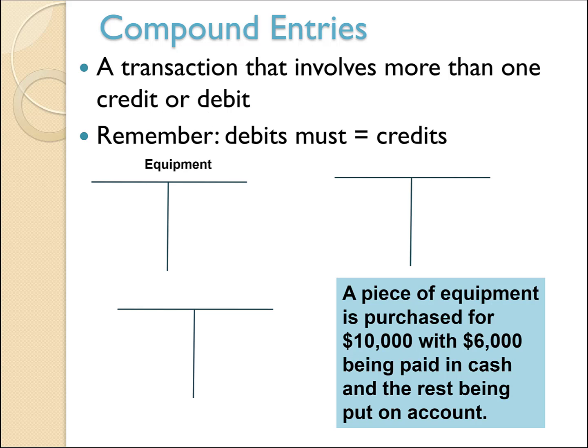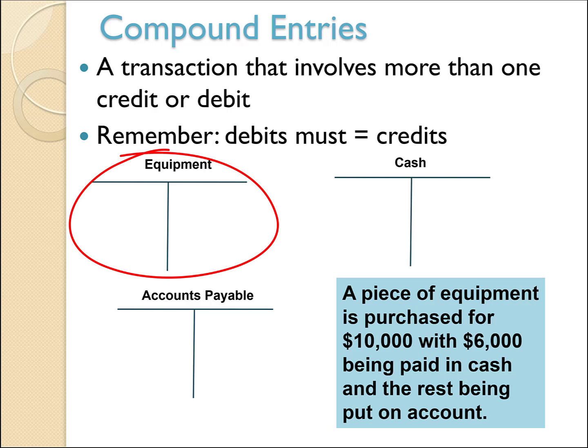And what's another account that's involved? Well, notice it says we paid $6,000 cash, so cash is involved. But it also says that the rest of it is being put on account. So accounts payable is also involved.